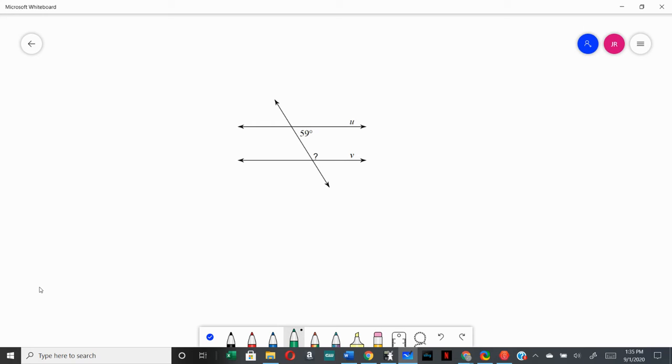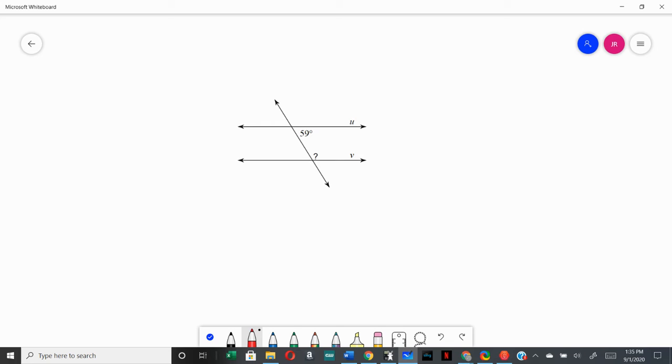This is Mr. Rowe. We're looking in geometry. This is lesson 5, and we're going to talk about how to find the missing values, or the value of x, when you have parallel lines on a transversal. This is like numbers 5, 6, and 7 in the lesson. So let's take a look real quick at these.